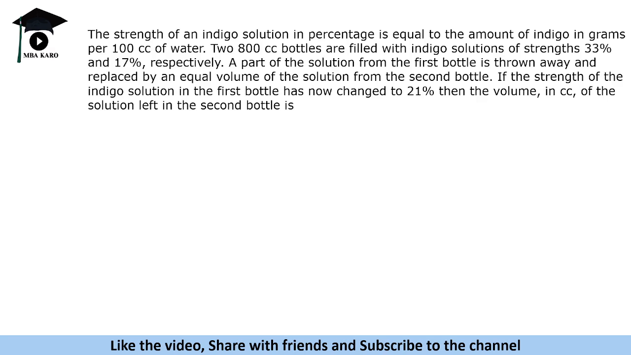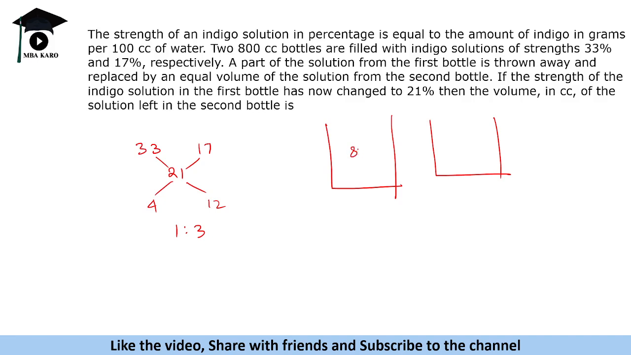Okay, so basically we are mixing two strengths. One is 33 and one is 17, and what we are getting net is 21%. So in what ratio should they have been mixed? That is 4 and this is 12, so 1 ratio 3. Now let us understand the question. The question says that these were full. This is 800 ml and this is also 800 ml. Let us call this bottle 1, which is 33%, and this is 17%.